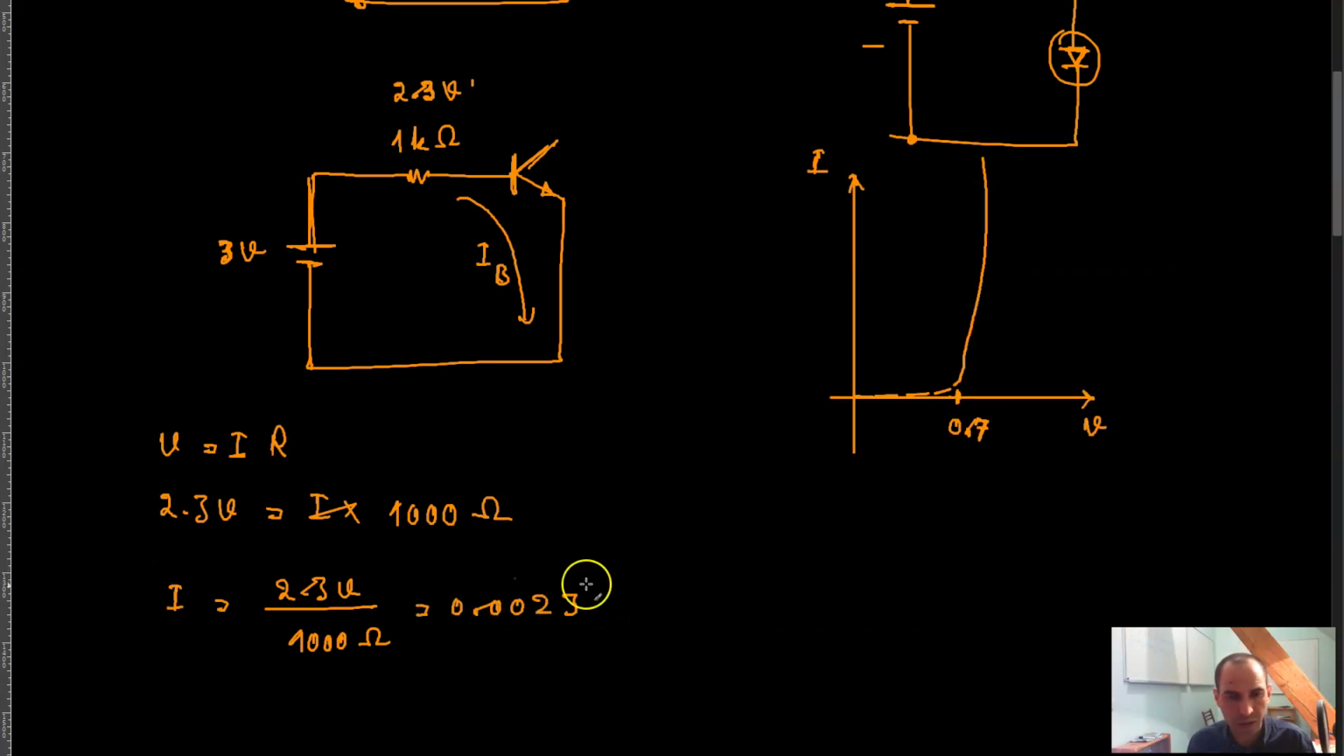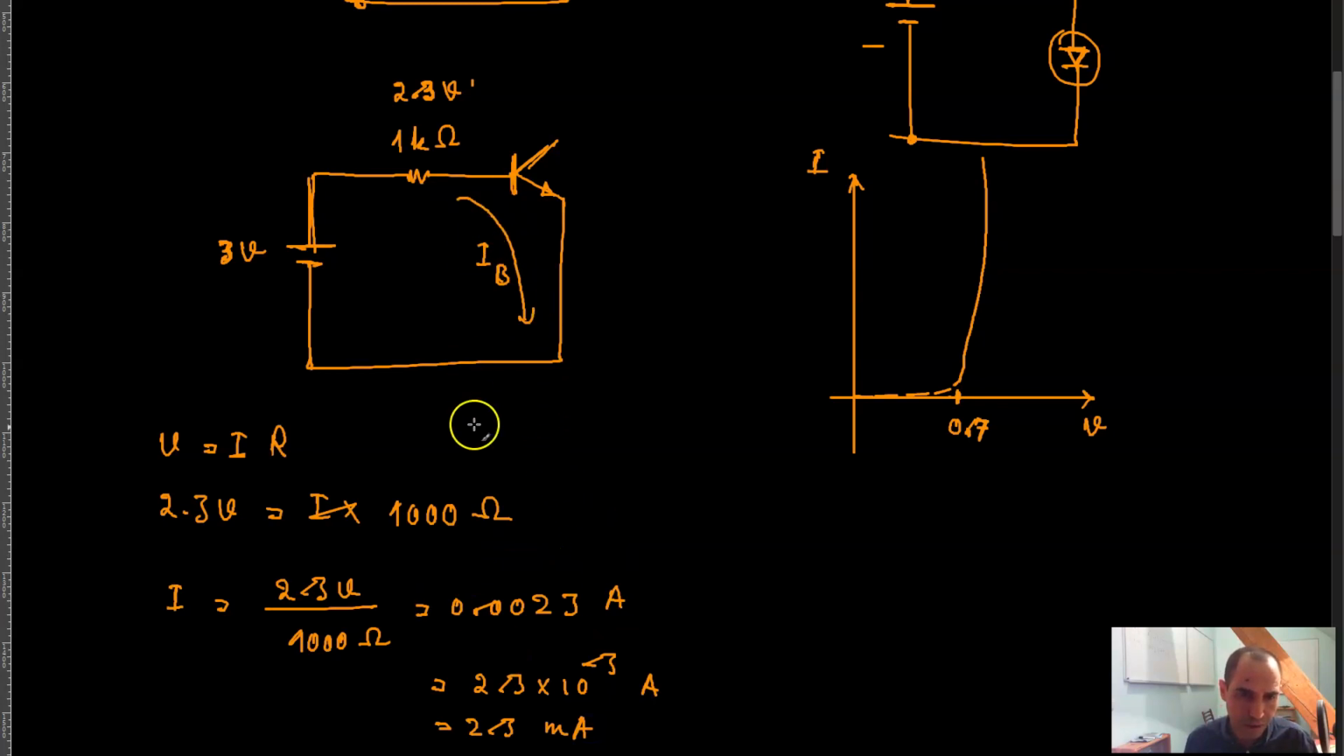0.0023 amps, which I can write as 2.3 into 10 raised to the power negative 3 amps, which is the same thing as 2.3 milliamps, right? It's 2.3 milliamps.